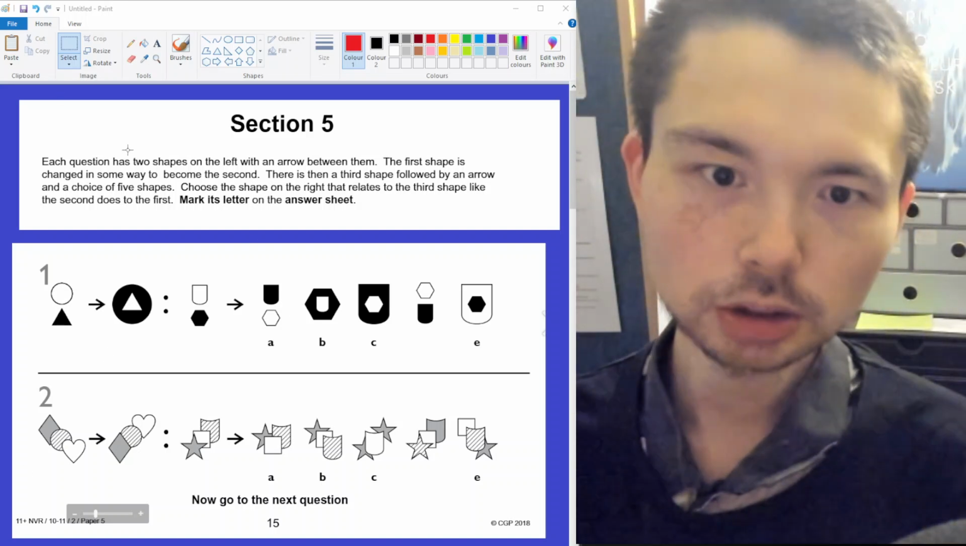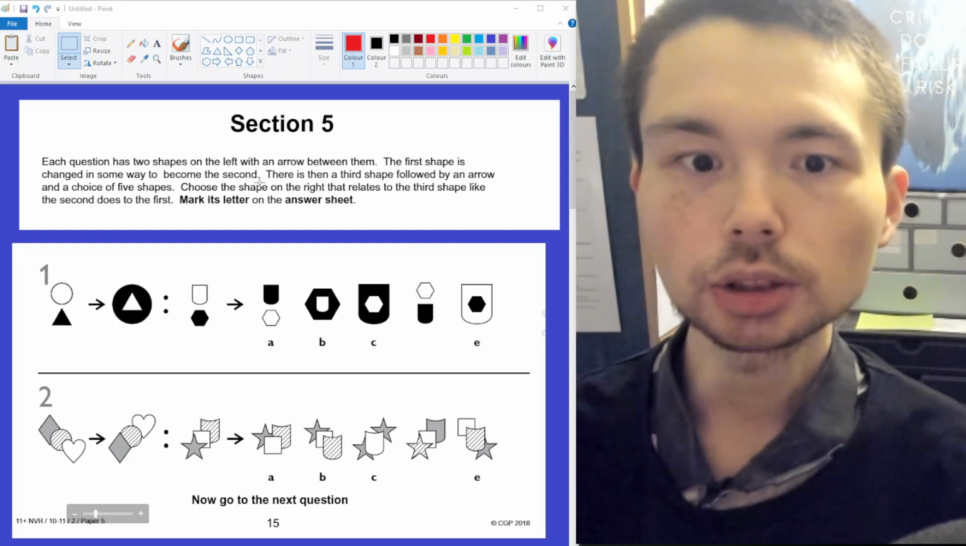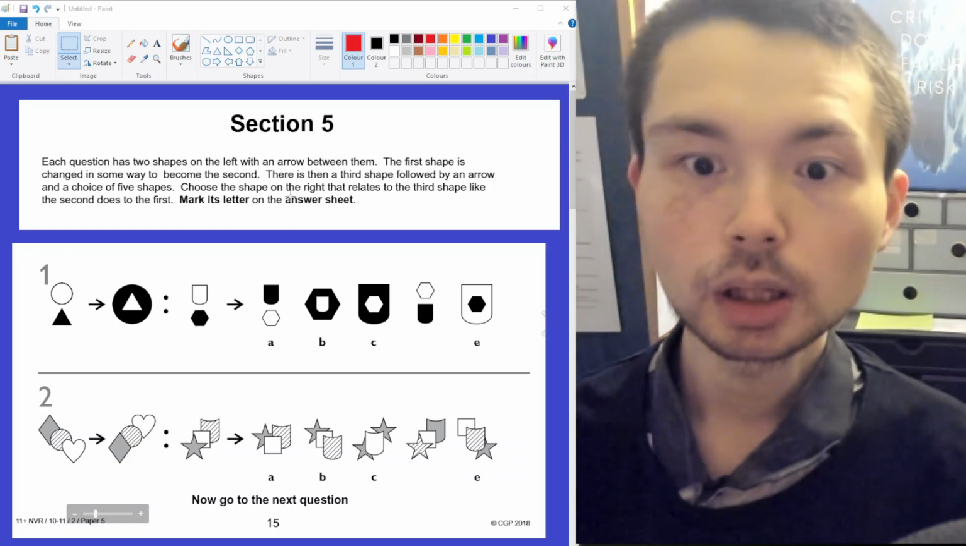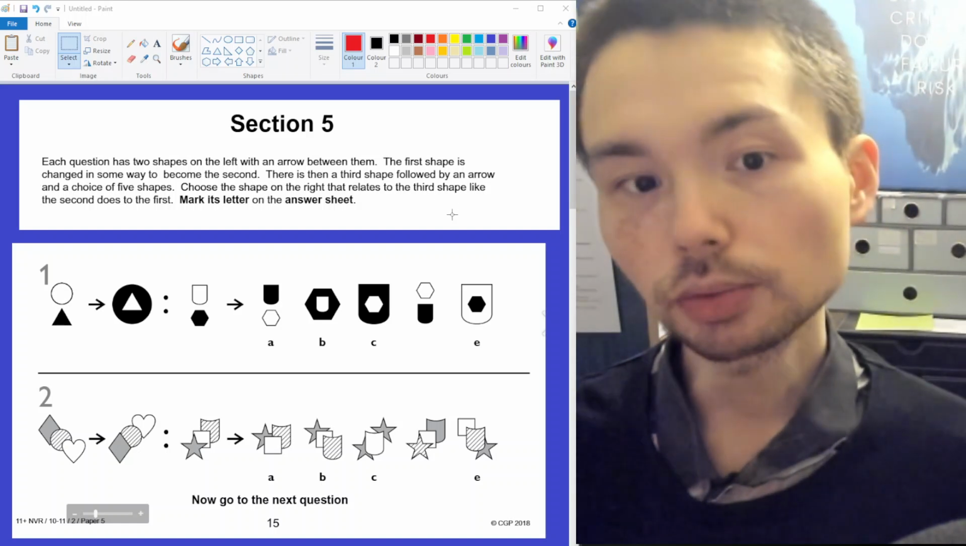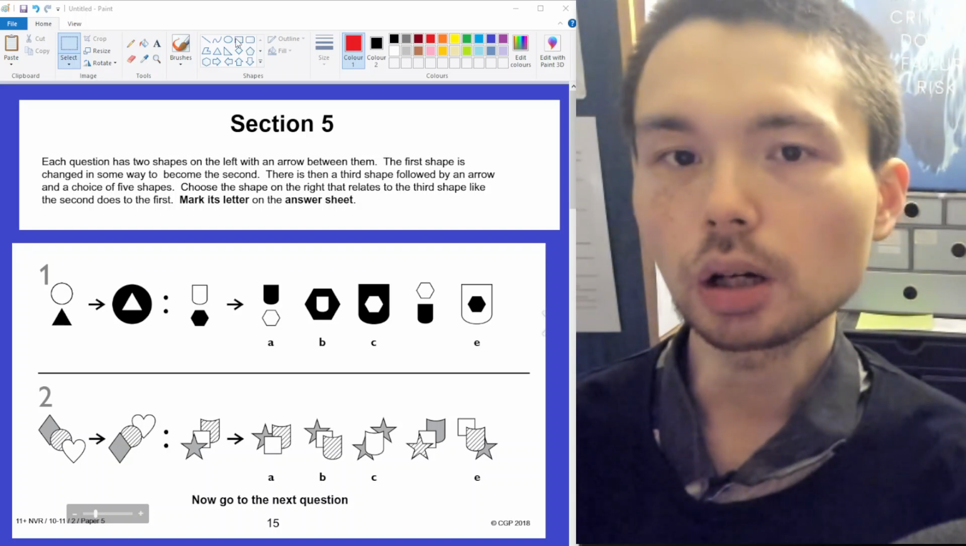Section 5. Each question has two shapes on the left with an arrow between them. The first shape is changed in some way to become the second. There is a third shape followed by an arrow. Choose the shape on the right that relates to the third shape like the second does to the first. Mark its letter on the answer sheet.